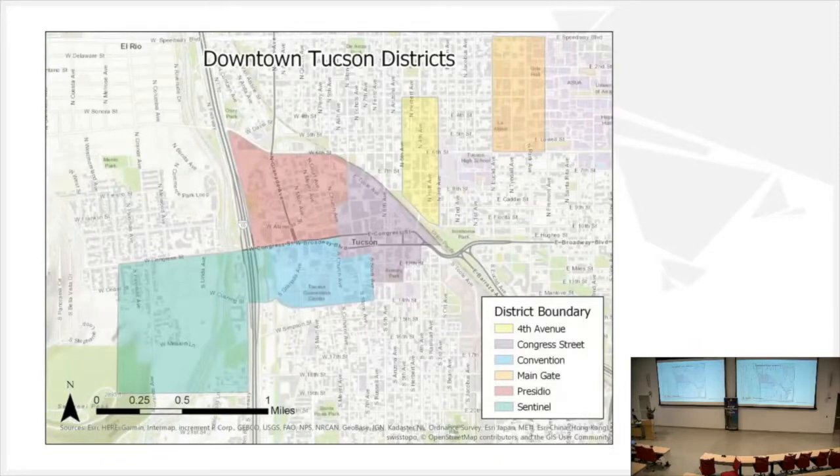This map, going back out a bit, shows the different downtown districts around the core. So in the center, in purple, blue, and red there, you can see the traditional downtown, but you also have areas like Sentinel, 4th Ave, and Main Gate that form this greater downtown area where the partnership is also interested in maintaining occupancy of commercial properties.